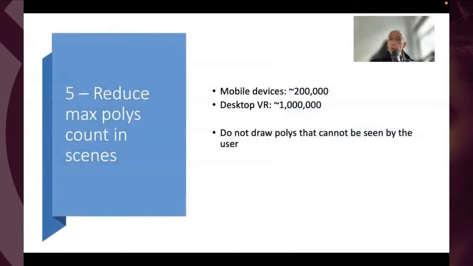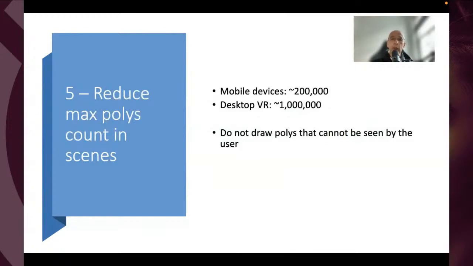Another technique, of course, is to reduce the maximum number of polys that you have in your scene. You need to take into consideration whether the experience is running on a mobile device or on a desktop device. Usually for desktop devices, you have 1 million or 2 million polys, depending on the performance of your desktop workstation. On mobile devices, 200,000 or 300,000. That's really variable, but the order of magnitude is that one.